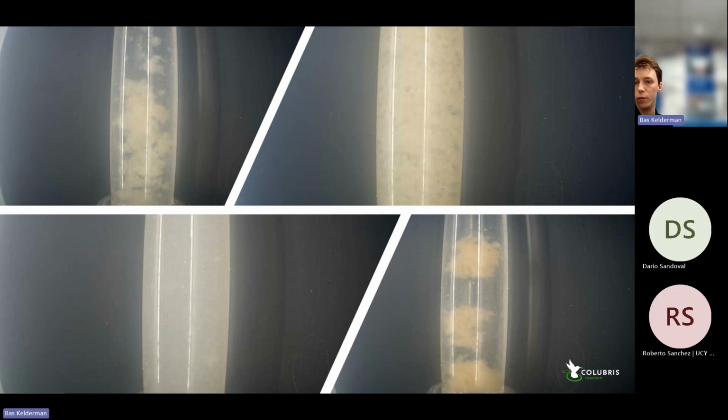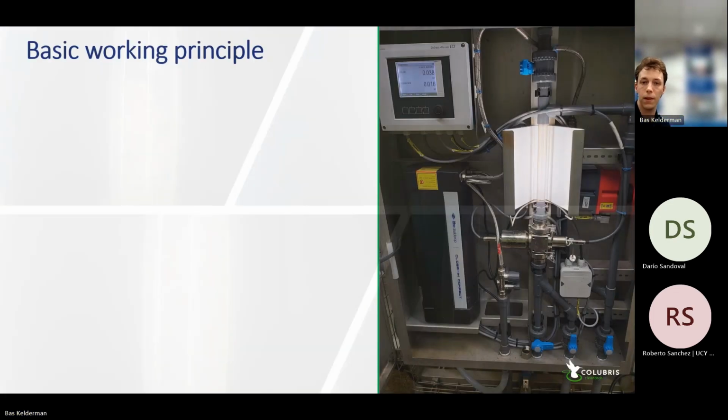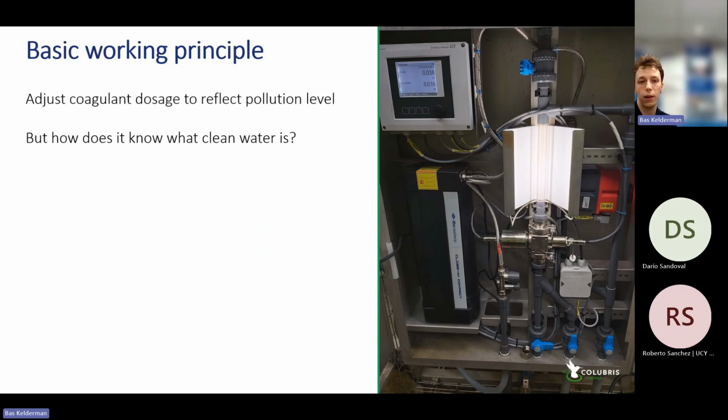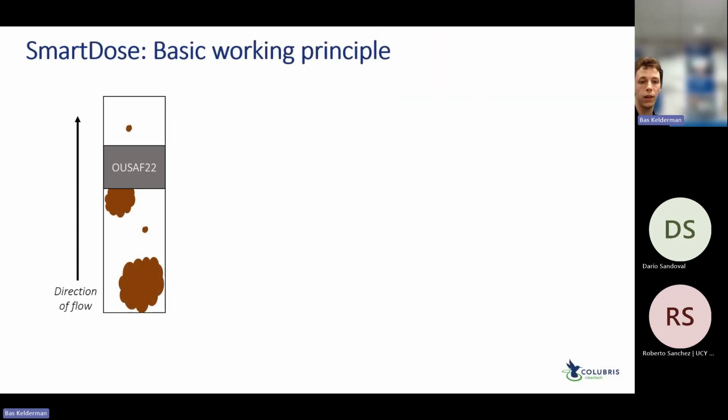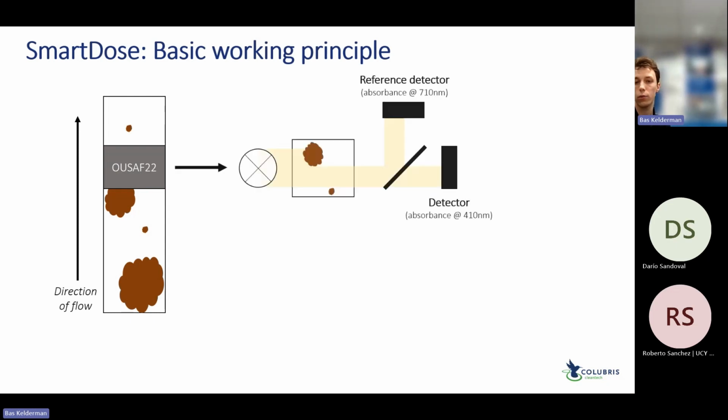And we have some fancy algorithms behind it which help us figure out what to do with that information, of course. So the basic premise is that we have a sensor in there. That is the USAF 22 or the USAF 12. It's a particularly expensive bit of stainless steel, which is a near infrared / visual light absorption sensor. It's a really fancy way of saying that there is a light on one end of a clear tube that shines a specific amount of light through it. And then on the other side of that light, we just measure how much of it we can still see.